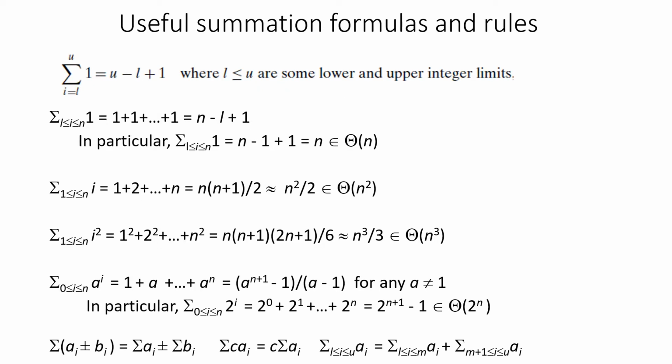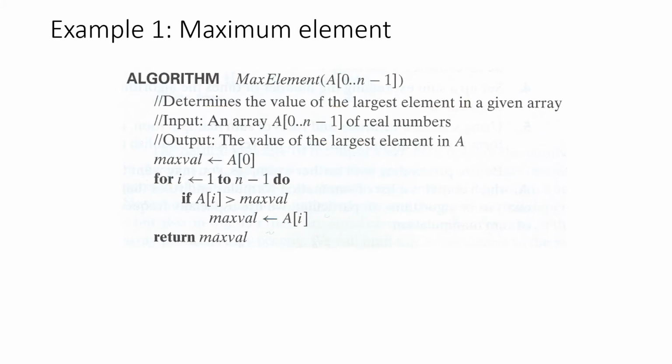These are the formulas which we are going to use to simplify the equation that is formed in step 4. Just to go through it. So for the first example, we'll take this algorithm. Given a list of values, we are going to find the maximum value that is present in the list.